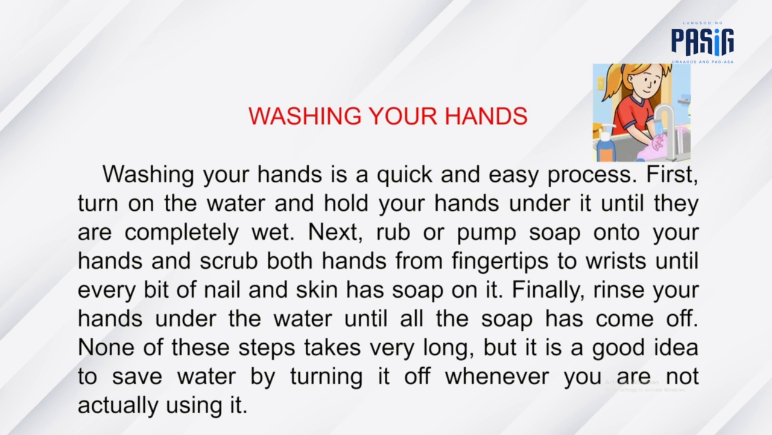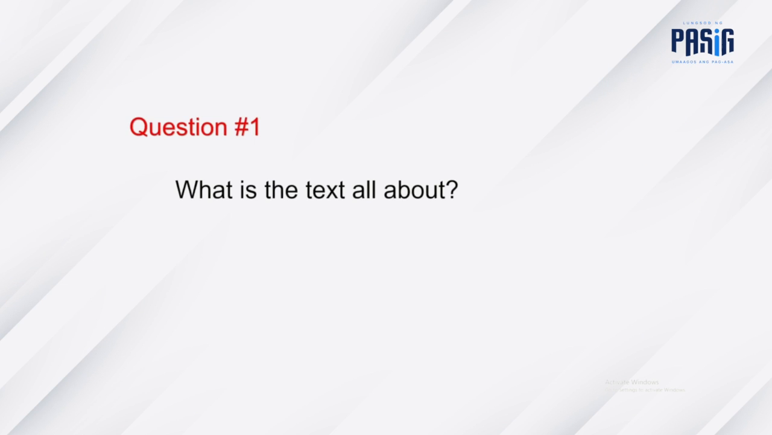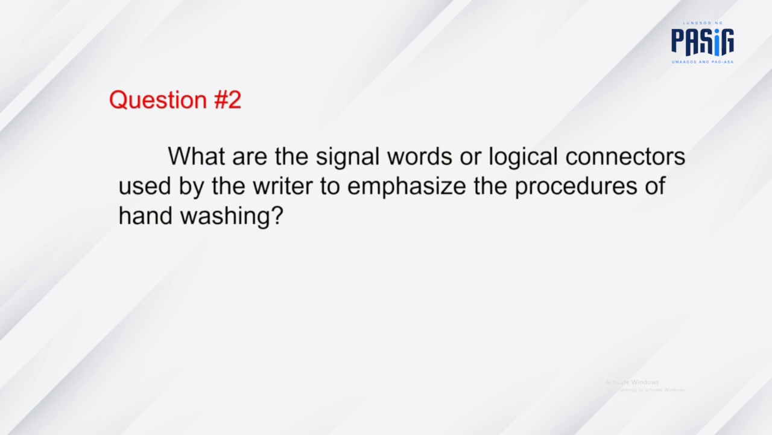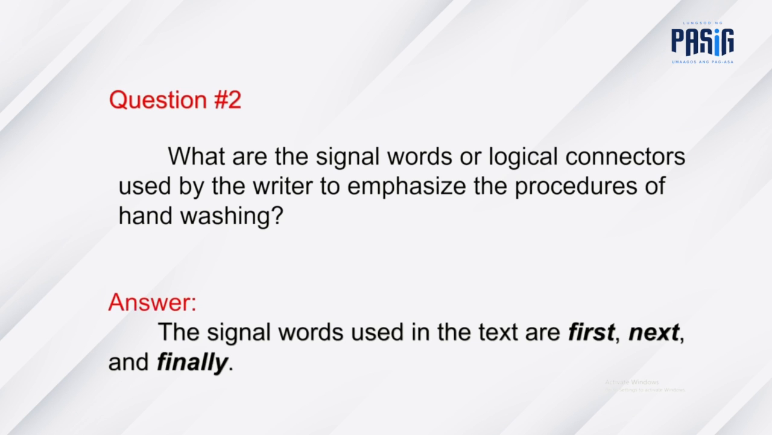Let's have the first question. What is the text all about? You are right! The text is about how to wash hands properly following a correct procedure. Here is the next question. What are the signal words or logical connectors used by the writer to emphasize the procedures of hand washing? Perfect! The signal words used in the text are first, next, and finally.